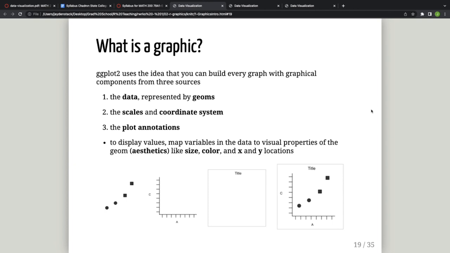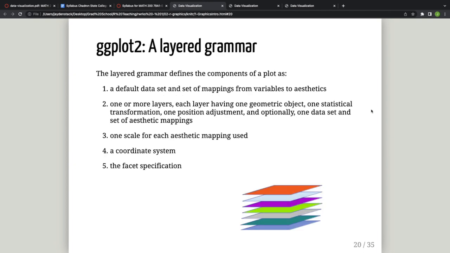The scales and the coordinate systems. Like I said, the scales, that's going to be changing the font of your chart. Maybe that's changing where it is on your chart. And then plot annotations. Maybe that's changing your circle points to square points. Maybe that's getting rid of your grid or something like that. So display values, map variables in the data to visual properties of the geom, the aesthetics, like size, color, and XY locations.